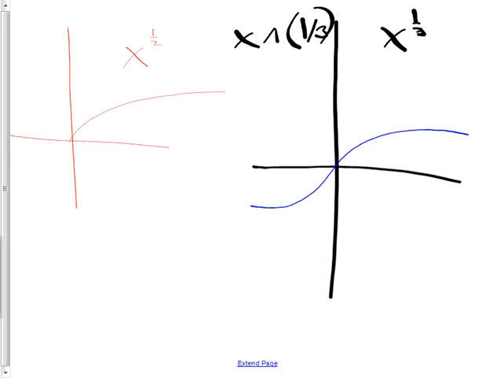What do you think x to the 1/5 would look like? Like that. How about x to the 1/7? Pretty much like that. How about x to the 1/4? Pretty much like this one. Sorry, x to the 1/4 looks kind of like the x to the 1/2.